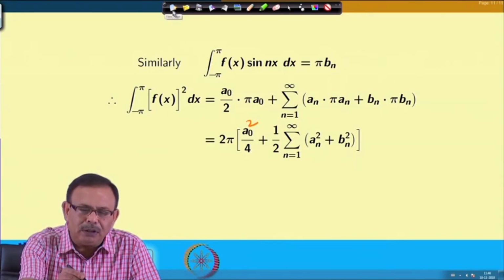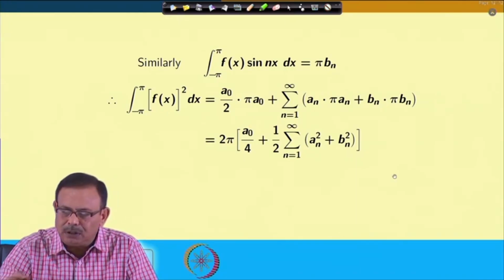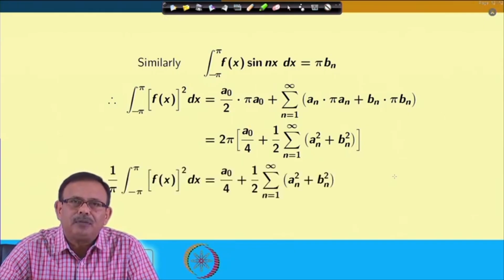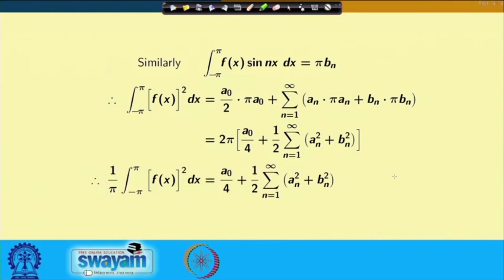Next is this one. So, 1 by this will be again, that is a change, this will be 1 by twice pi, and this will be a_0 square by 4. 1 by twice pi, the integral from minus pi to pi of f(x) whole square dx, this equals a_0 square by 4 plus half into summation n equals 1 to infinity of a_n square plus b_n square, which completes the proof of the Parseval's theorem. Let us see now the applications of this.